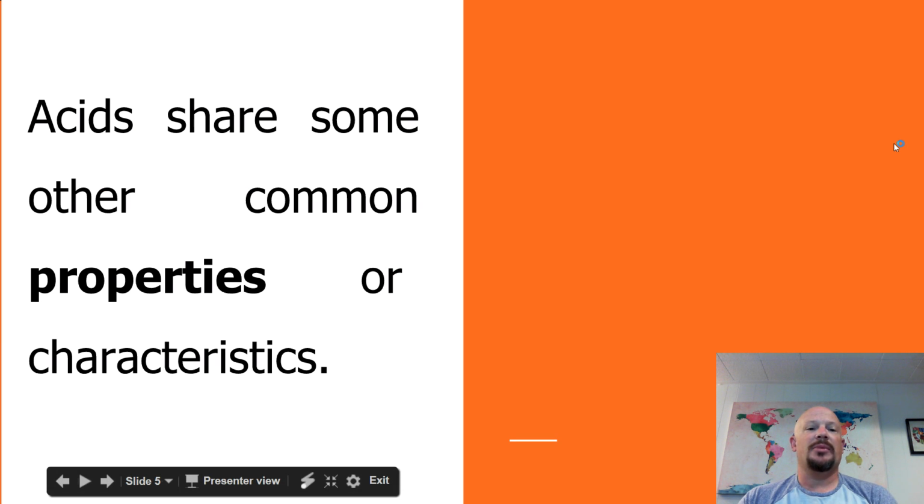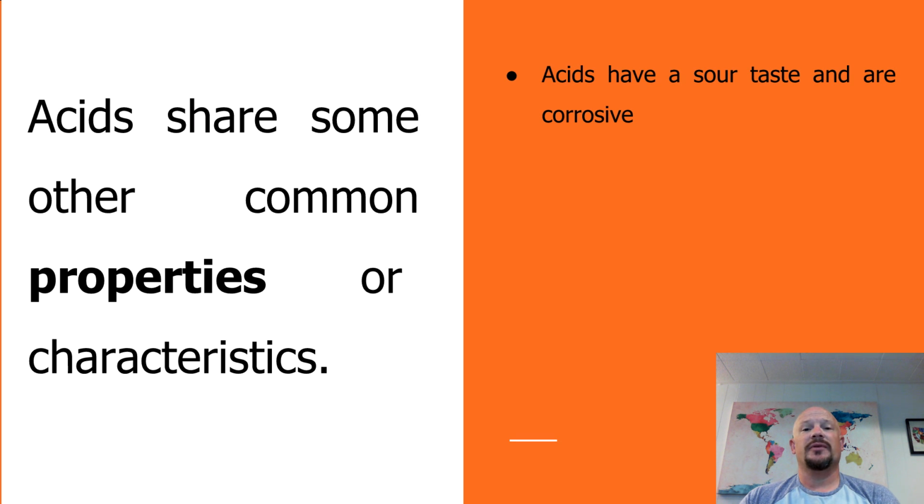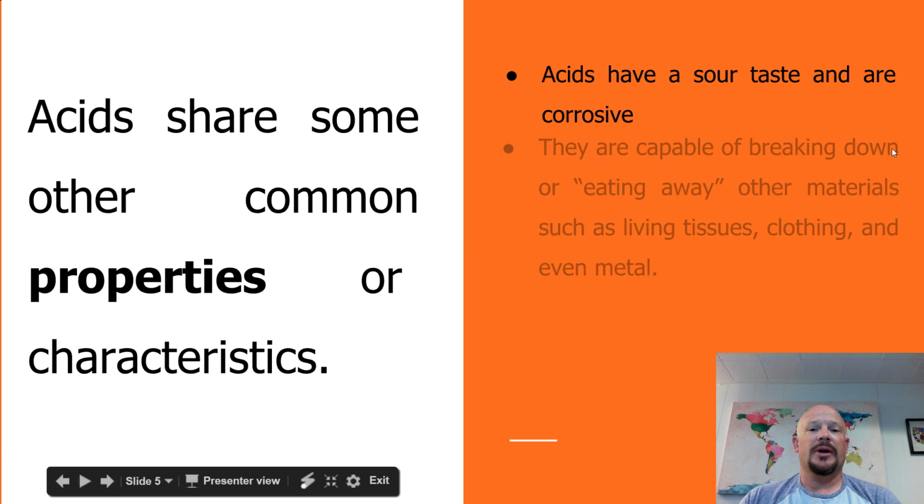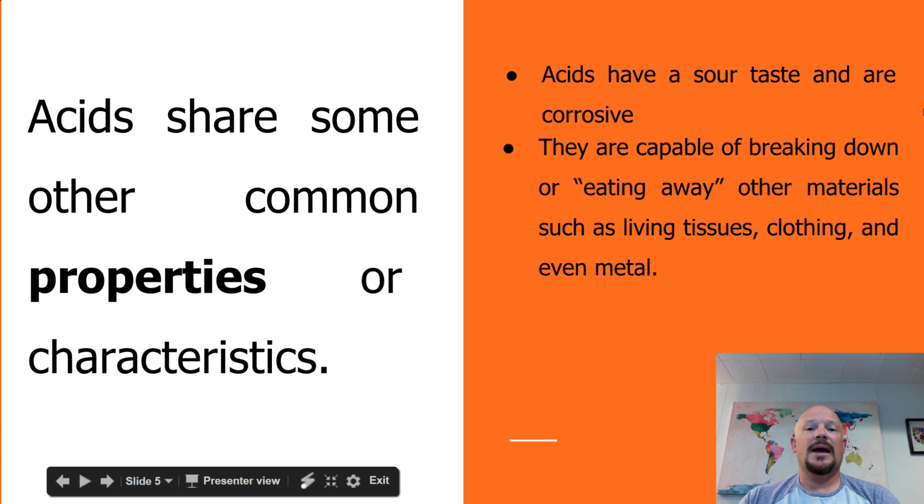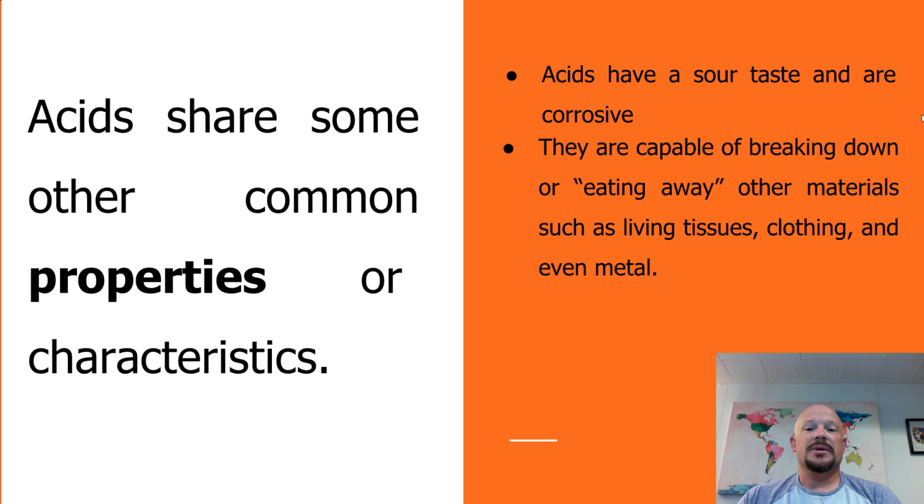Acids share some common properties or characteristics across the board, no matter what they are. Acids have a sour taste, and so that's that sour taste of the lemon. They're also corrosive, whether that's a mild acid or a more dangerous one. They're all corrosive to some degree. They are capable of breaking down or eating away other materials, such as living tissue, cloth, even metal, if they're strong enough. And many acids are also poisonous. And so there's some that are safe, obviously, and then there's some that you do not want to swallow.